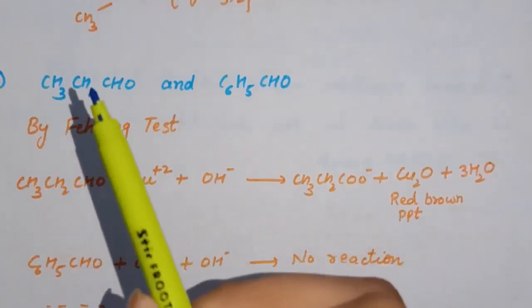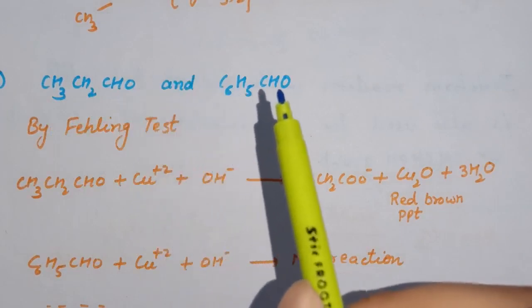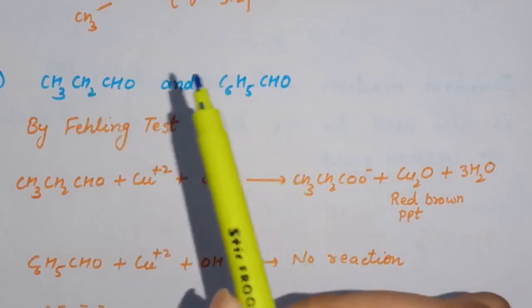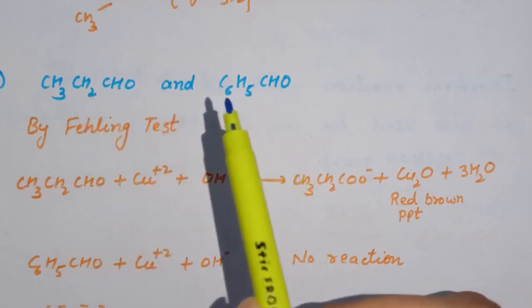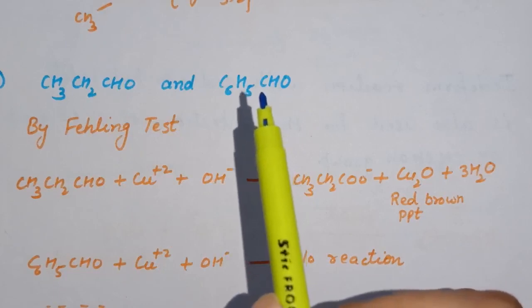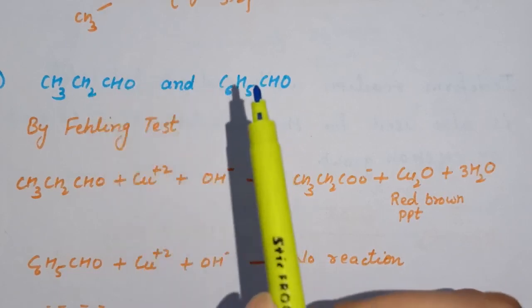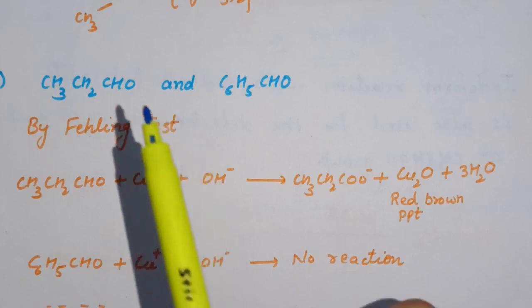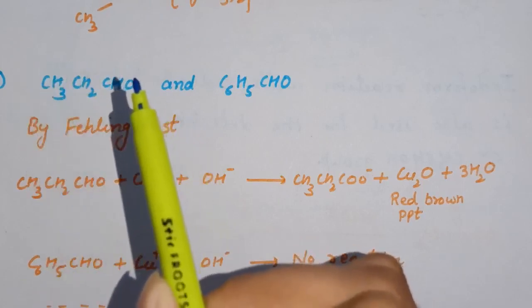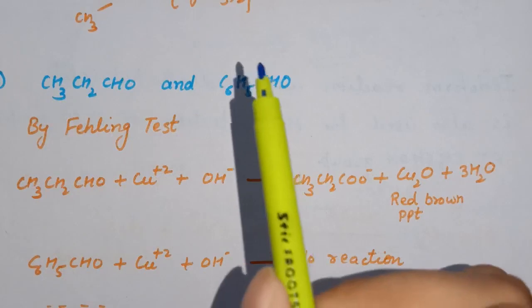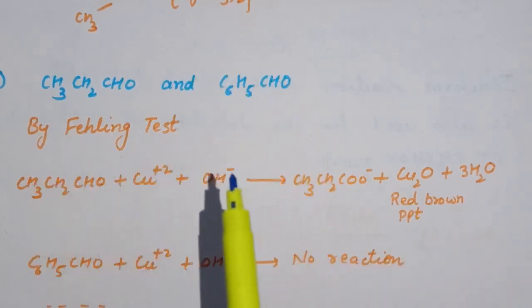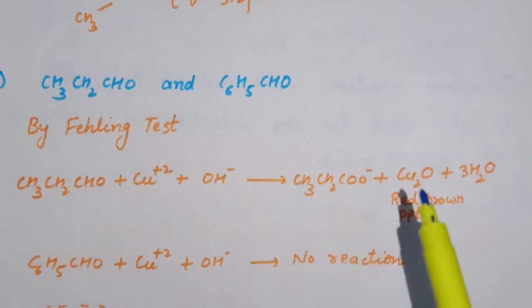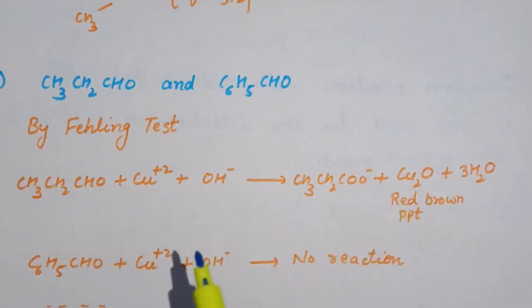Next is CH3CH2CHO and C6H5CHO. Now both the compounds are aldehydes. One is aliphatic and one is aromatic aldehyde. So to distinguish between this pair, the Fehling test can be done. Aliphatic aldehydes respond to Fehling's test, whereas aromatic aldehydes do not respond to Fehling's test. So in the case of aliphatic aldehydes, a red-brown precipitate is formed, whereas in the case of aromatic aldehydes, no red-brown precipitate is formed.